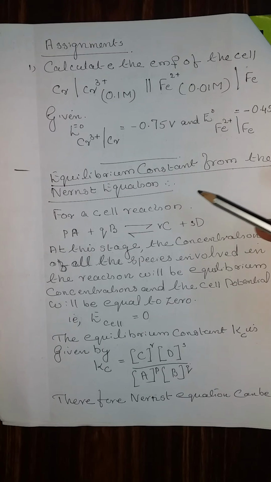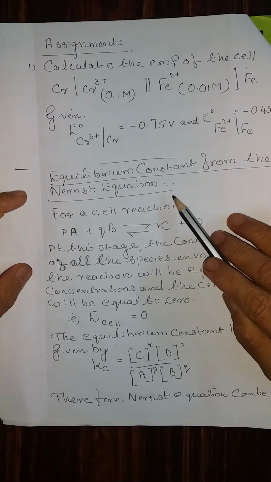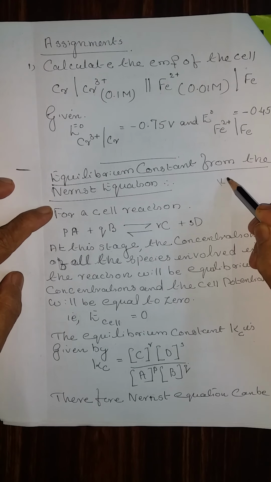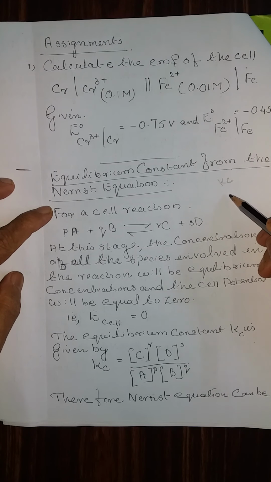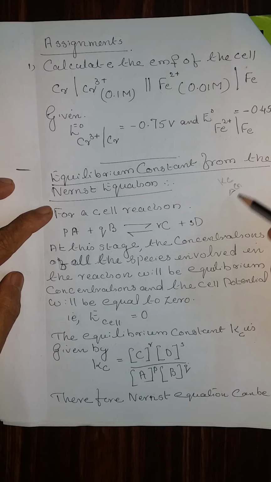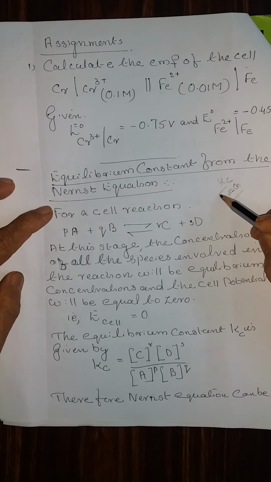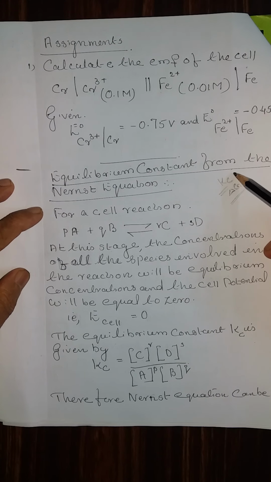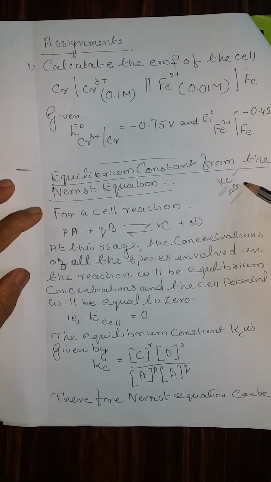Next, the Nernst equation can be used for finding out the equilibrium constant of a chemical reaction and the change in free energy, delta G. These are the two applications of the Nernst equation. Therefore, let us see first how the equilibrium constant is connected to the Nernst equation, and how we can calculate the free energy of a chemical reaction.